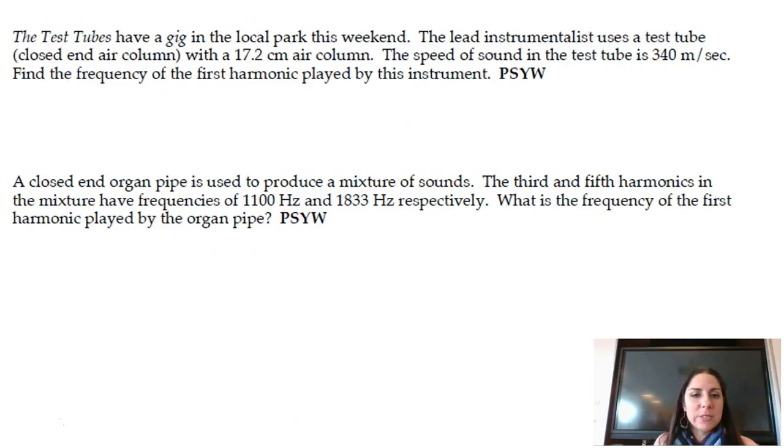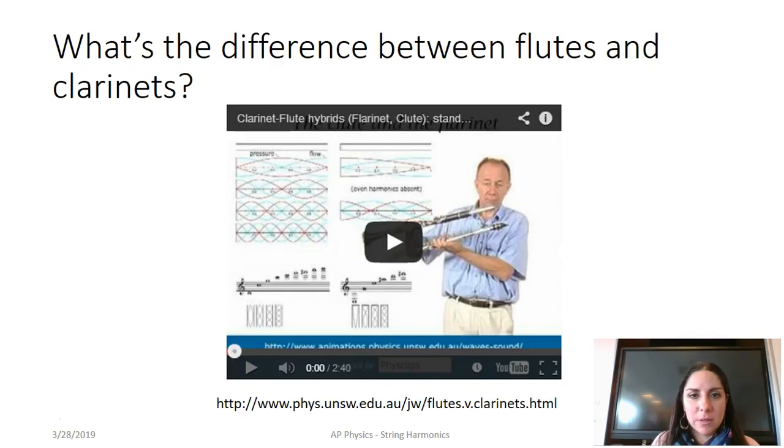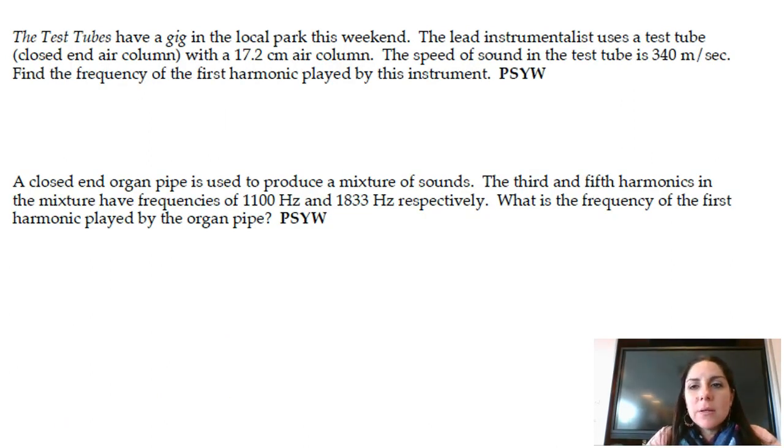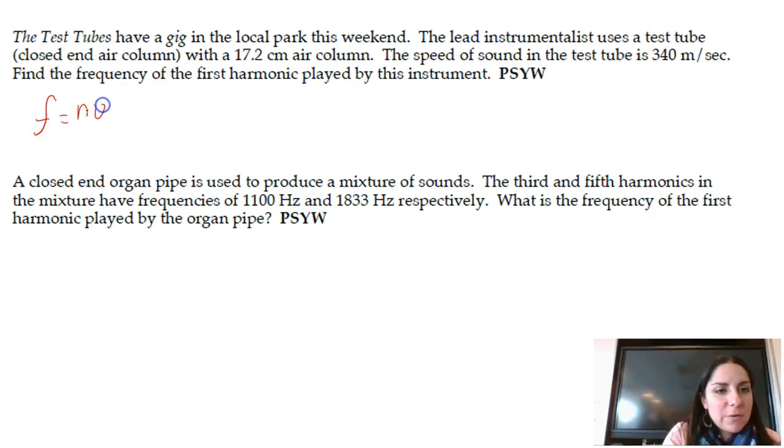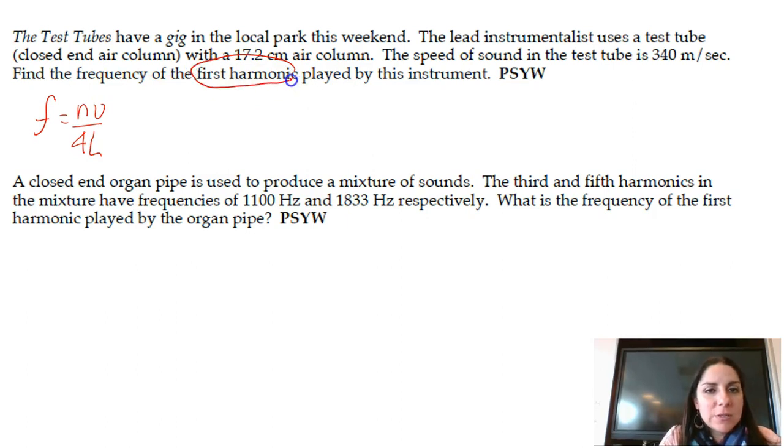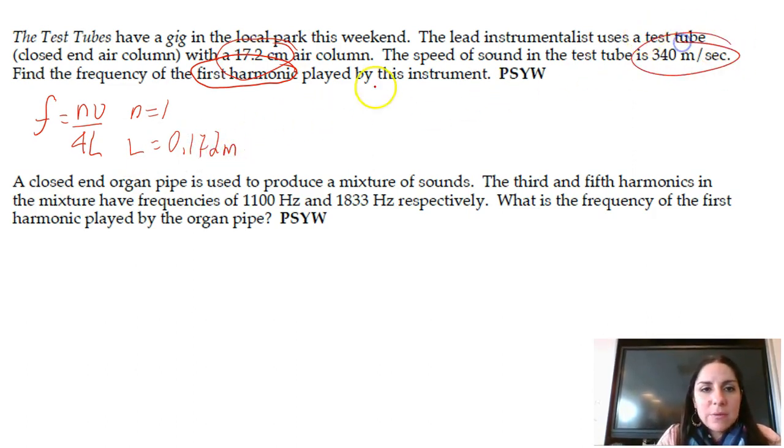So here are 2 other examples. Let's go through them. Now in this question, we're going to look at the frequency. So we're going to use this relationship, NV over 4L. Let's go through the problem. Find the frequency of the first harmonic, so N is going to equal 1. First harmonic. Air column, L is going to be 0.172. And the speed of sound, V, is 340. So now we can calculate F.